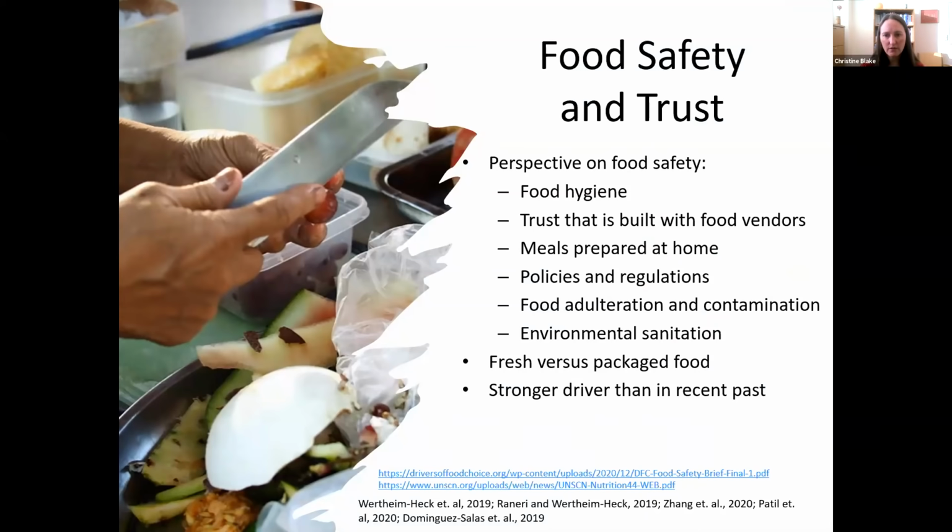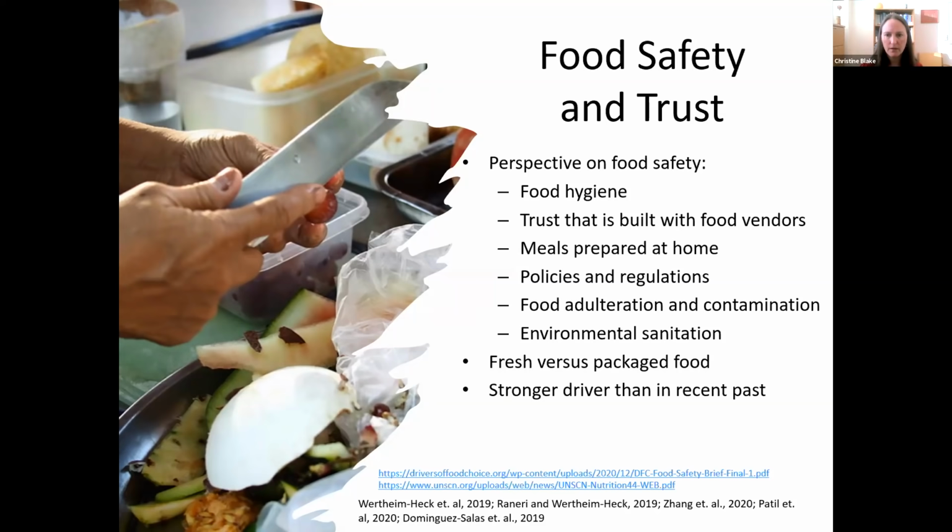And these include aspects of food hygiene, trust that is built with vendors, meals prepared at home and concerns about the safety practices, policies and regulations, and whether particular vendors were regulated or had some assurances that their practices were following some safe guidelines. Concerns about food adulteration and contamination along supply chains, and then environmental sanitation at the site of purchase.